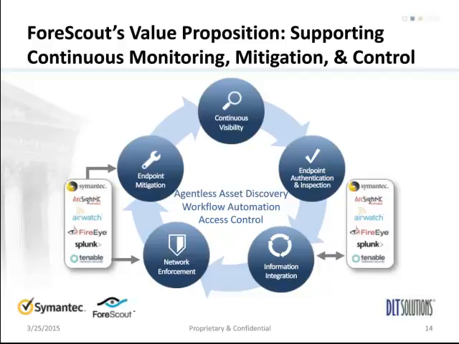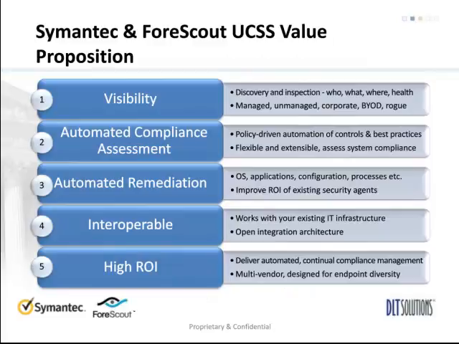So the actual Symantec and ForeScout unified cybersecurity solution value proposition is before you. And we have 5 main points. I won't read the whole slide, but basically it begins with, as we've been saying, visibility. Discover the asset. Identify who is on it, what is it, where is it located, and what is its overall health or cyber hygiene. Is it managed? Is it unmanaged? Is it a rogue system? Is it a bring your own device?